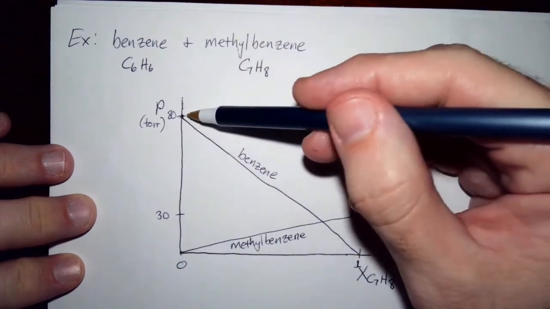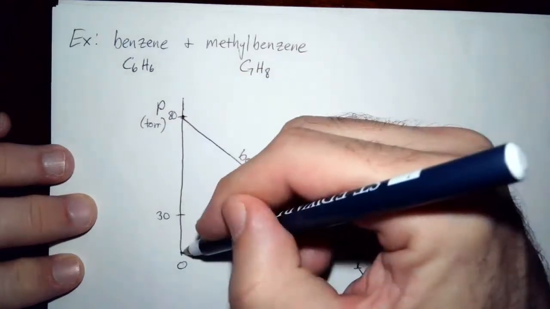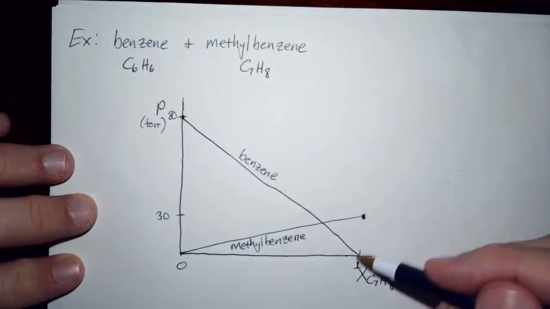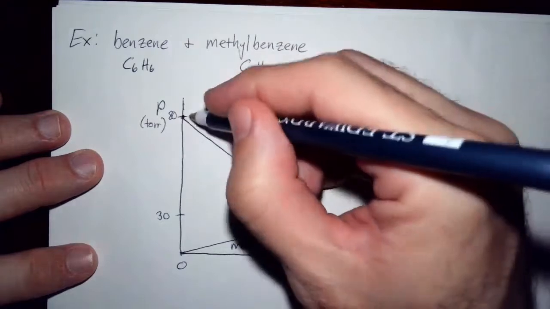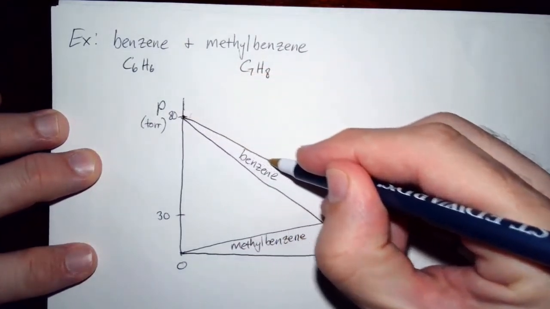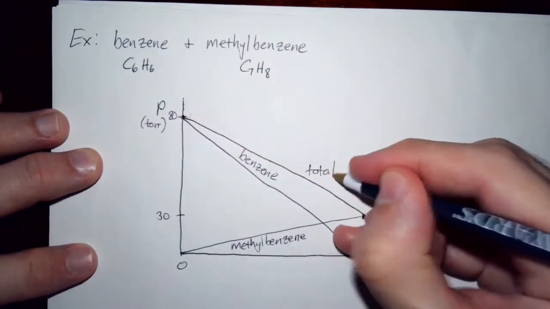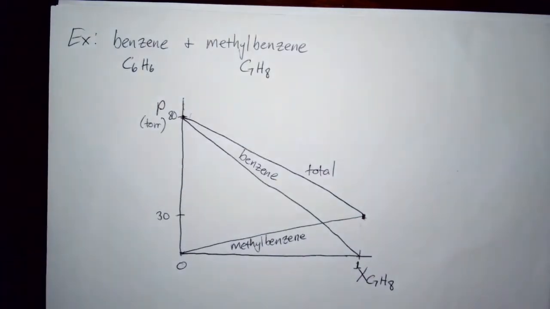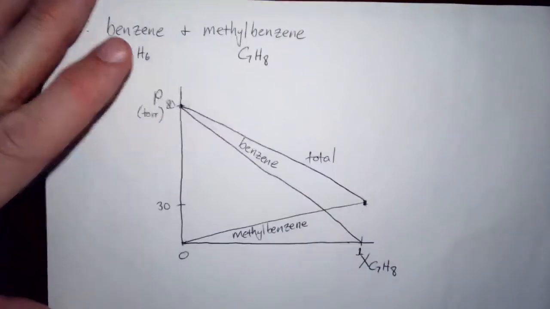Then the sum of these two straight lines is going to be another straight line. Here it's 80 plus 0. Here it's 30 plus 0. So the total is going to be 80 over here, 30 over here. If I connect these two points with a straight line, this is the total pressure of the mixture for various mole fractions of methylbenzene.